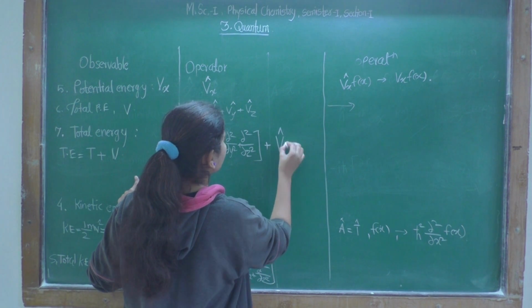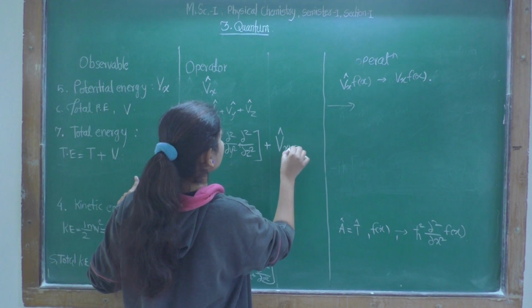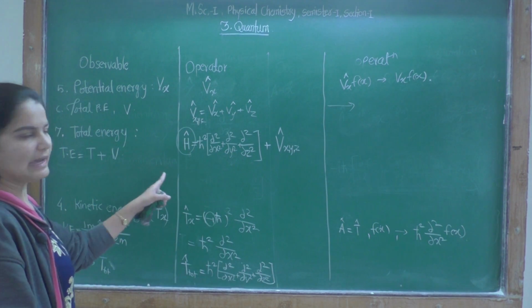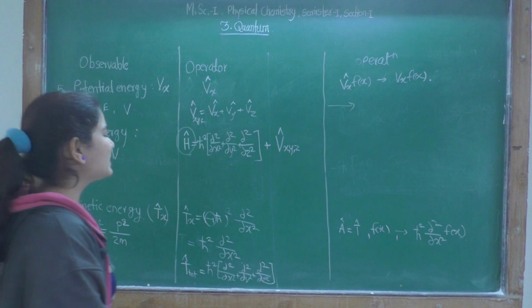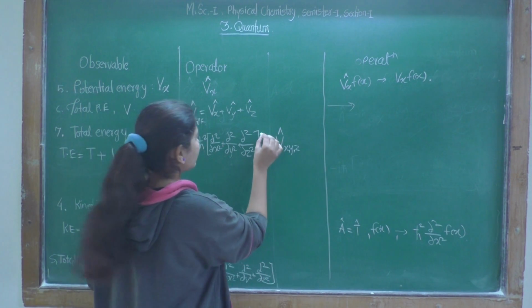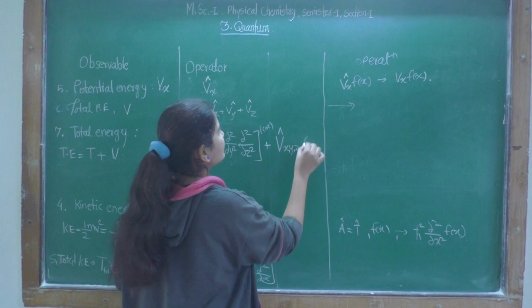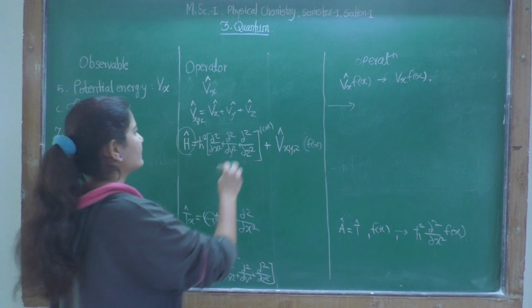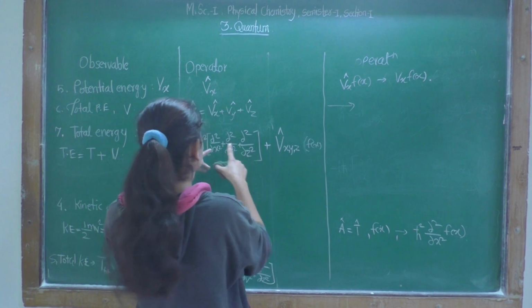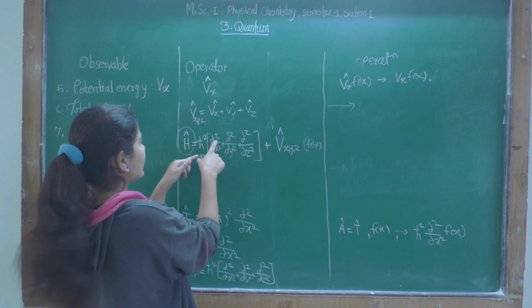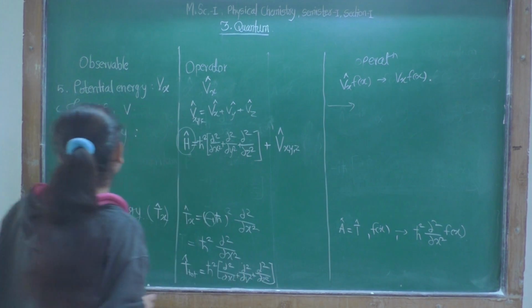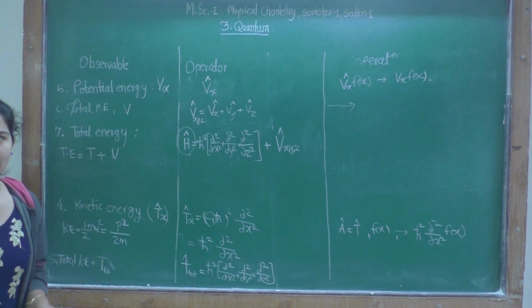V of x, y, z. Hence we get the Hamiltonian. And what will be the operation? Just multiply it by the function f of x. That's it. That will be the operation. So this f of x will get multiplied inside the bracket, and the potential term will remain as it is. That's it. This is the total energy operator.